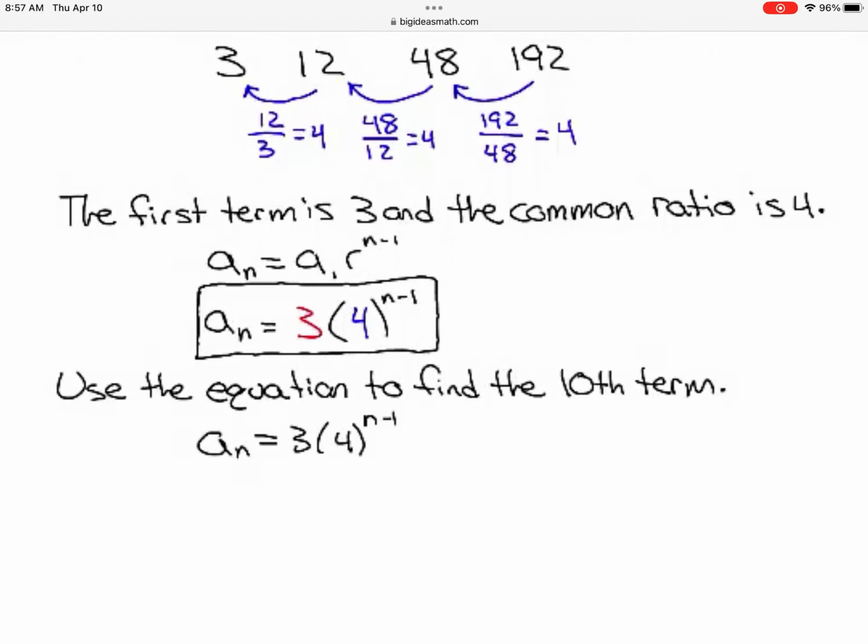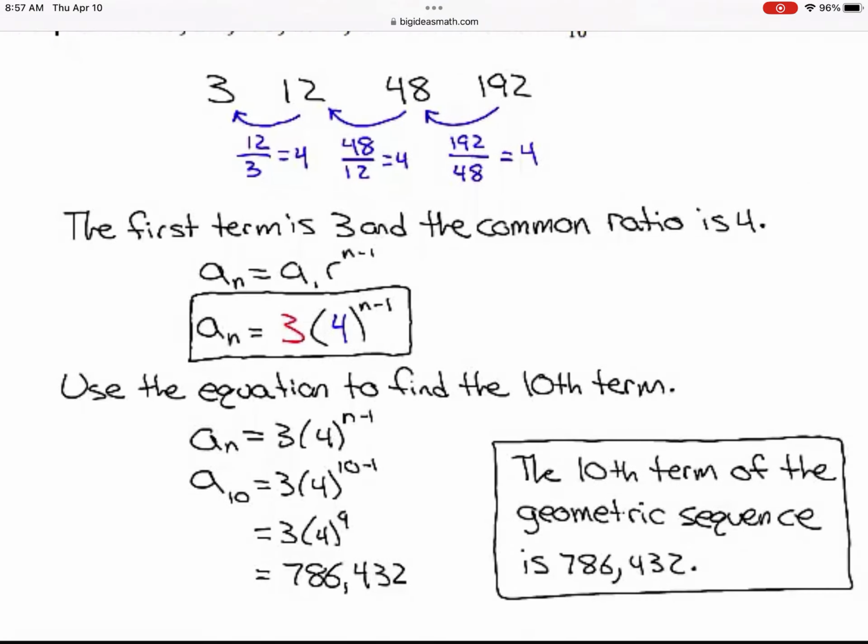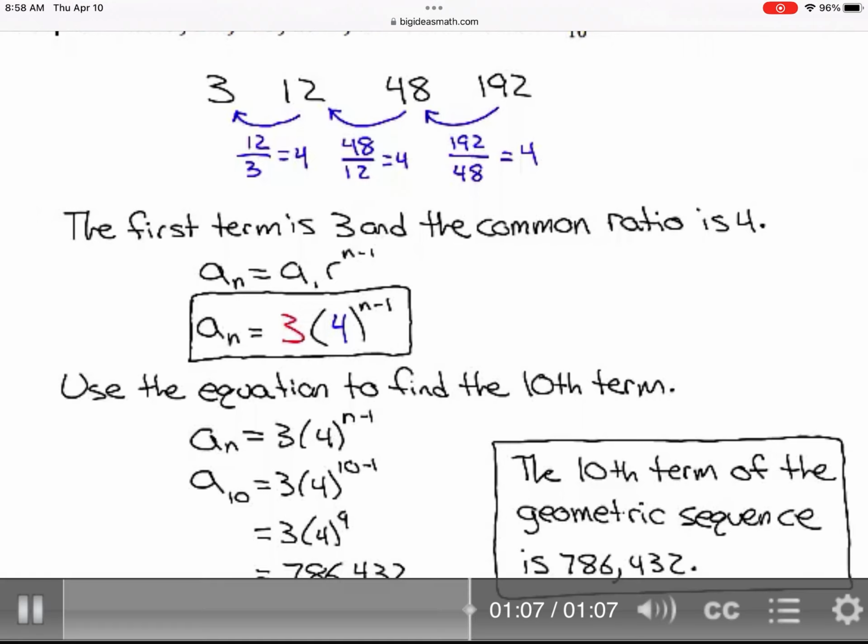First write the equation. a sub n equals 3 times 4 to the n minus 1 power. Next, substitute 10 for n to get a sub 10 equals 3 times 4 to the 10 minus 1 power, which simplifies to a sub 10 equals 3 times 4 to the 9th power, or a sub 10 equals 786,432. So the 10th term of the geometric sequence is 786,432.